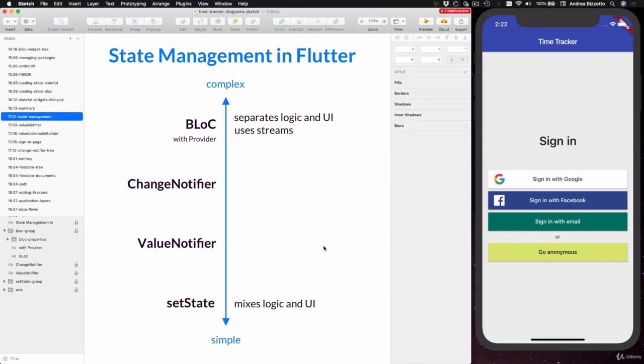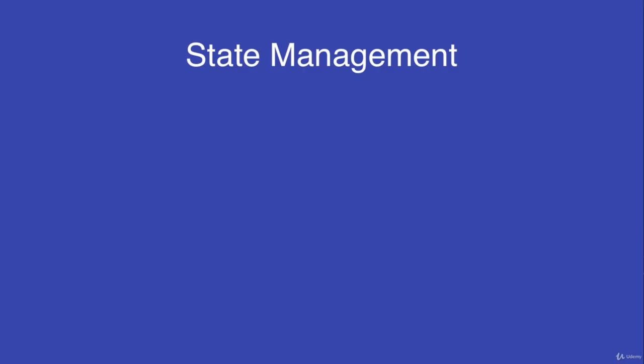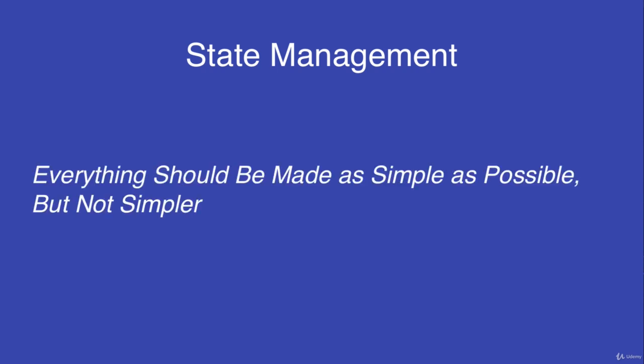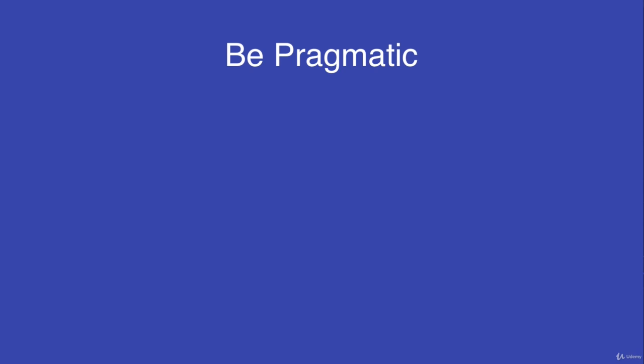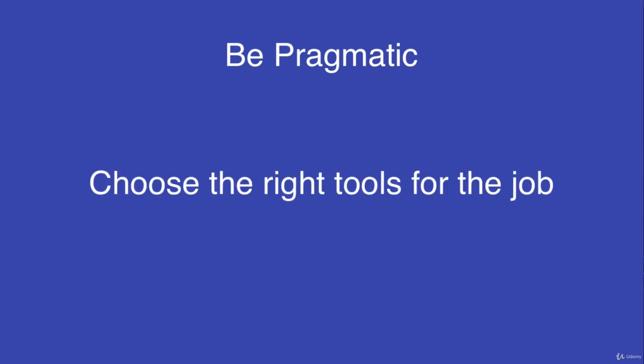And at this point, I'd like to share a quote from Albert Einstein because I think it applies well to state management. Albert Einstein once said that everything should be made as simple as possible, but not simpler. And I think that this is a good mantra when writing code. So the secret really is to try to be pragmatic and choose the right tools for the job.